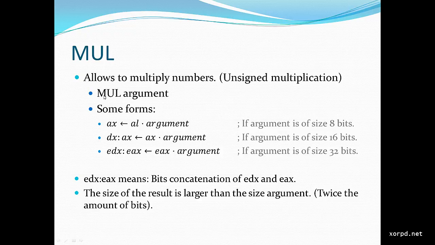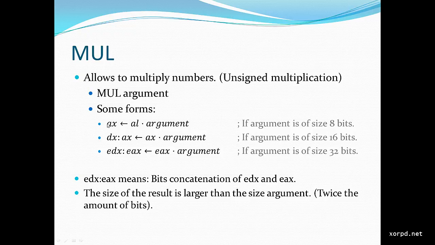It looks like this: mul and argument. It has only one argument. Surprisingly, we are going to soon see how could it work with only one argument, as we know that mul has to multiply two numbers. It has some forms. The first form is the very first one, historically speaking. It is going to happen if the argument is of size 8 bits.